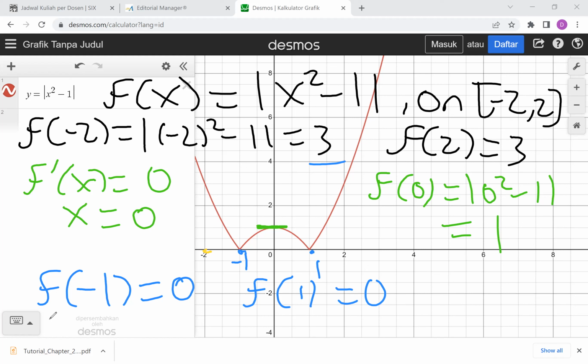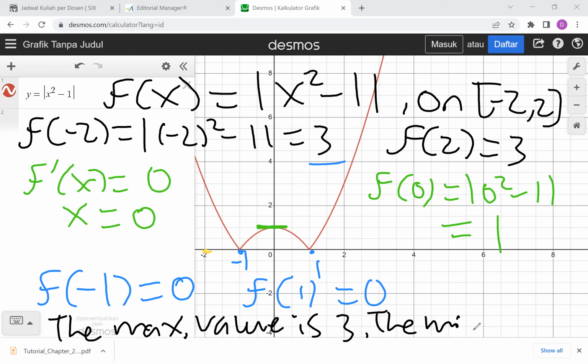So the maximum value is 3. What is the minimum value? The minimum value is 0. So you'll see that on the interval [-2, 2], the maximum value of this function is 3, and the minimum value is 0.